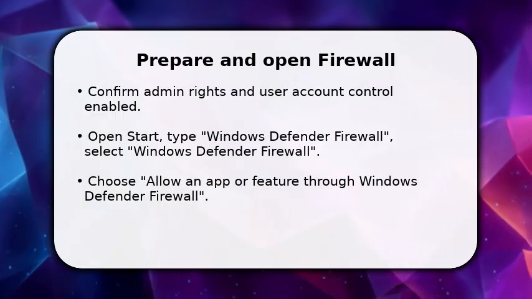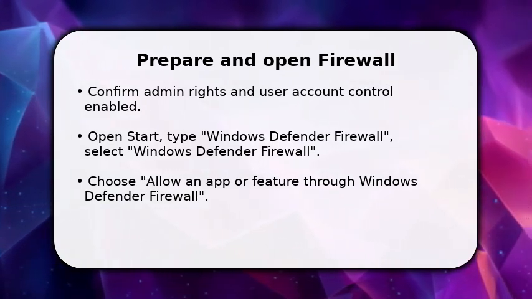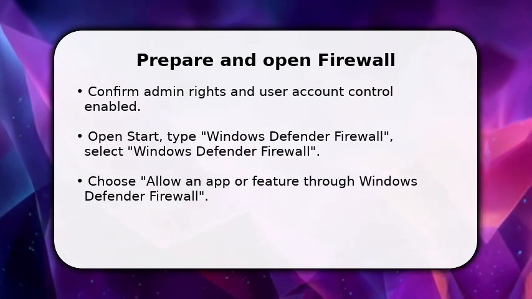You start by making sure you have admin rights. Without them, you cannot add exceptions. Once confirmed, open Start and type Windows Defender Firewall, then press Enter to open the app.